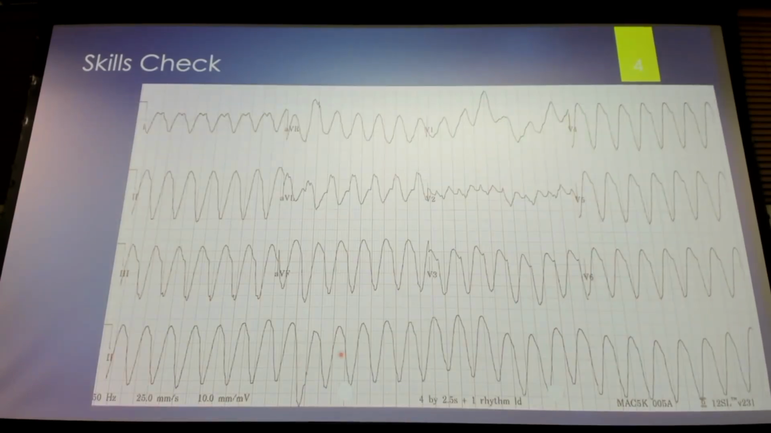Okay, and what about this one? Anthony Reed, what do we think is going on here? Well, it's tachycardic. Why? It's 140-ish.